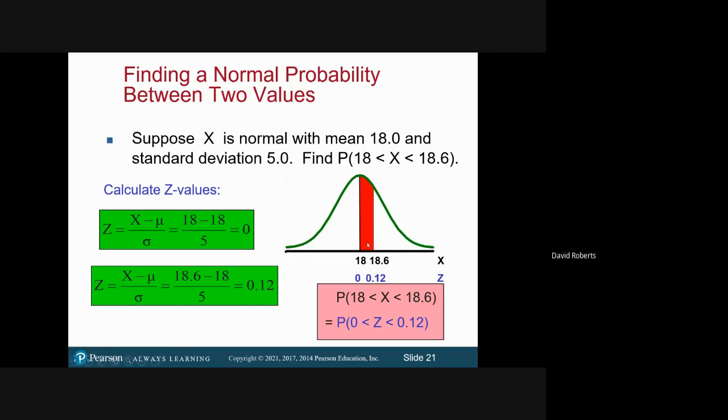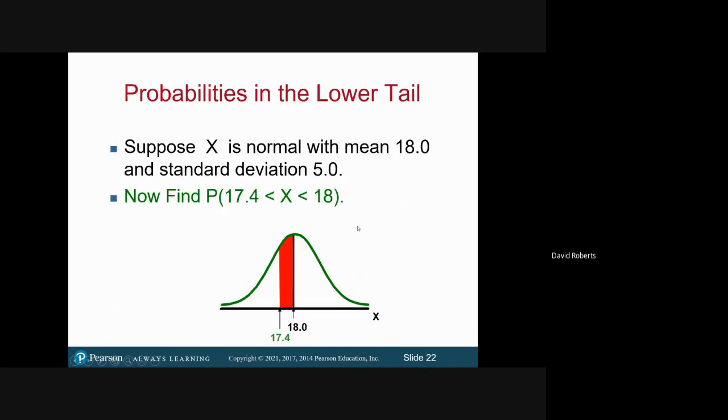That will tell you the area, this little band, again, the shaded area. If you want to find the area to the left, 17.4, it'll be exactly the same amount as the area from 18 to 18.6, which is a difference of 0.6, plus if you subtract 0.6 from 18, you get 17.4, and it'll have the same area.